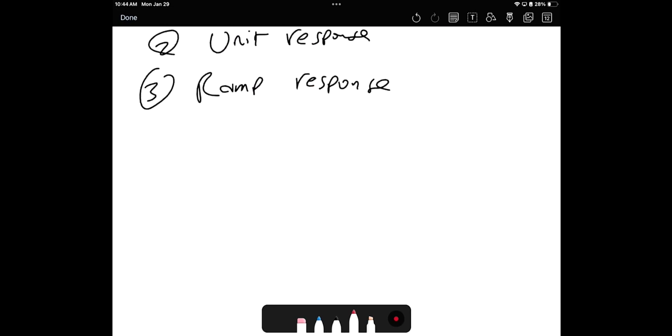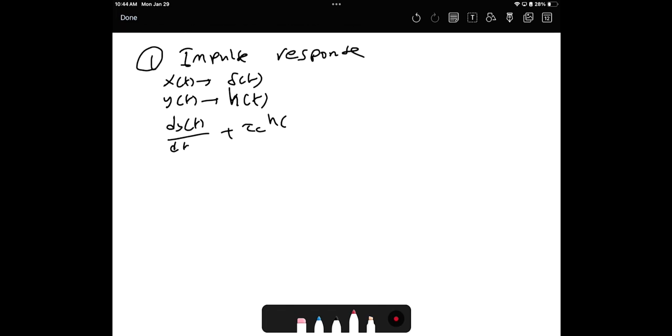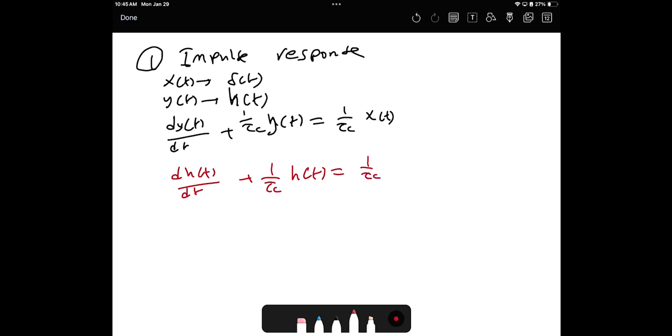Correction, 1 over tau. So it will be 1 over tau y of t plus 1 over tau x of t. This is the original equation. Let's do the replacing by replacing y by h and x by delta. So it will be dh of t by dt plus 1 over tau c h of t equals 1 over tau c delta of t.